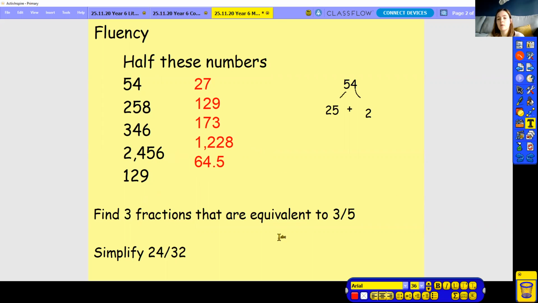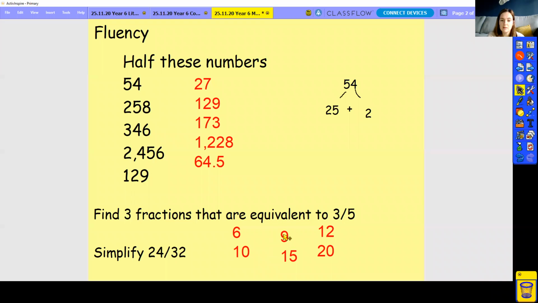Find three fractions that are equivalent to 3/5. Obviously, there's loads of different ones you can do. If you times both of them by 2, you get 6 over 10. If you times both of them by 3, you get 9 over 15. If you times them both by 4, you get 3 times 4, which is 12, over 20, and so on and so forth. Okay, so you can see how that works. As you're going, just multiply. As long as you multiply the numerator and the denominator by the same number, you'll keep them equivalent and it will work fine.